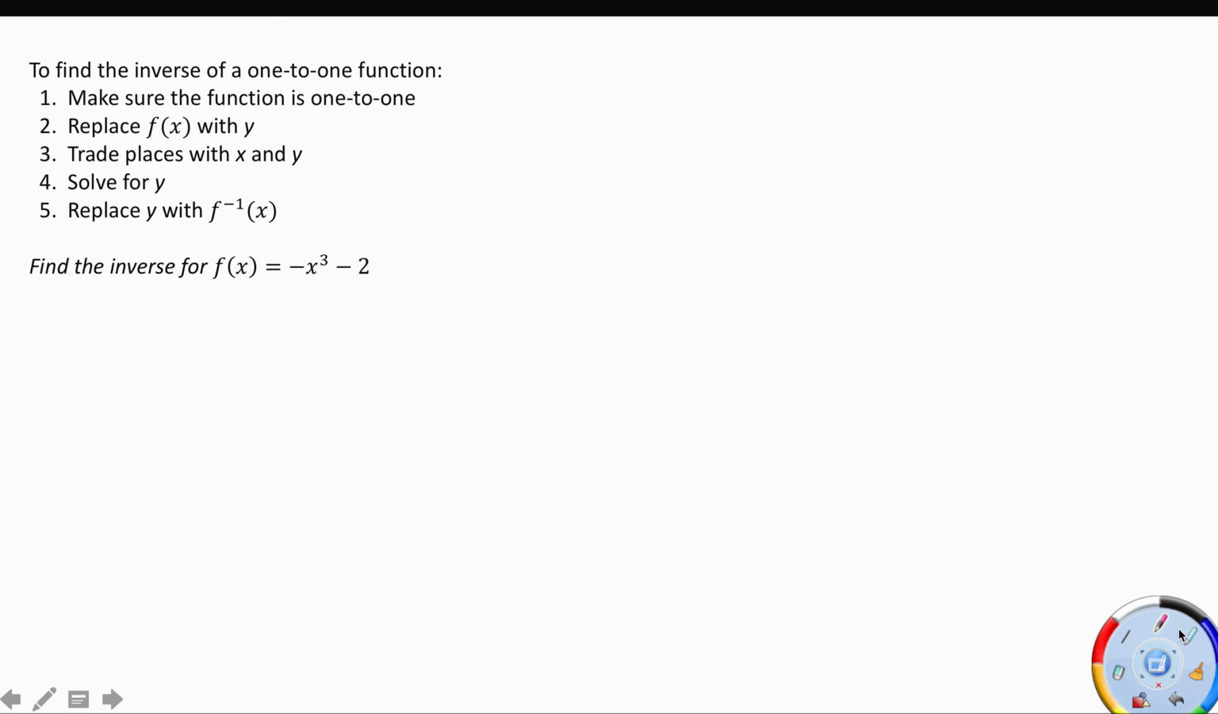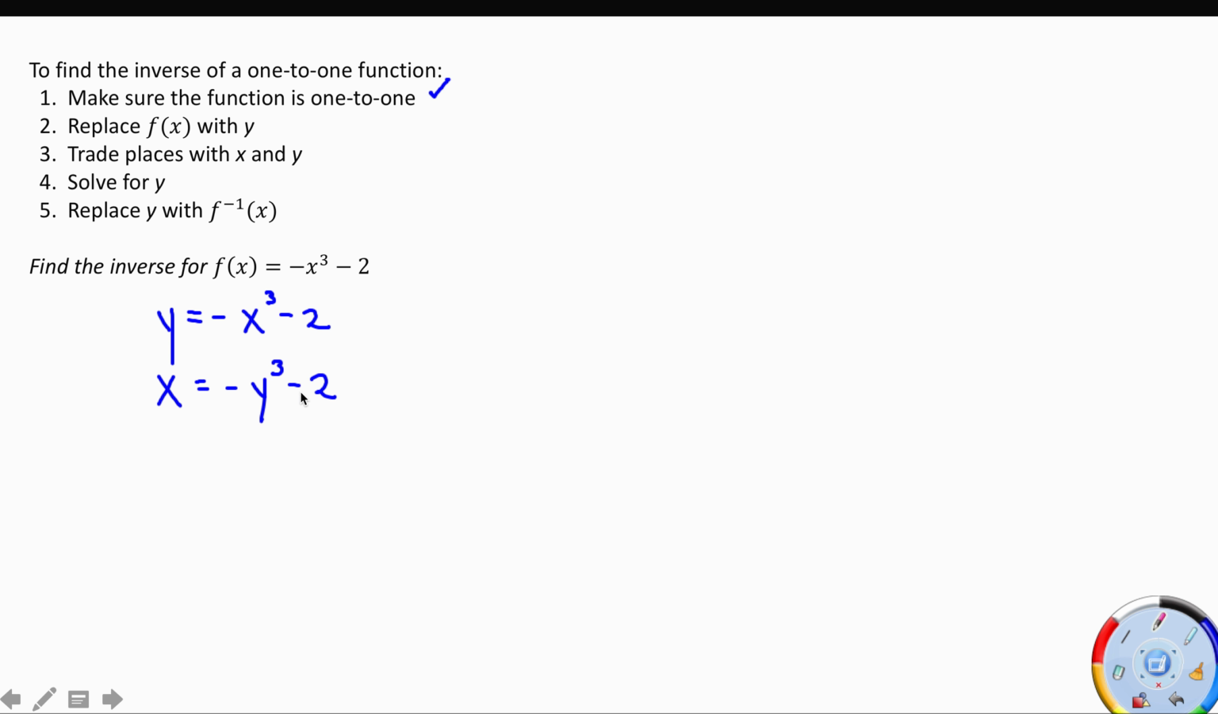To find the inverse of a one-to-one function, here are our steps. Don't forget, first of all, make sure that it's one-to-one. If it's not one-to-one and it's asking you to find the inverse, your answer is there is no inverse. First of all, I'm going to replace the f of x with y. Then I'm going to trade places with the x and y. Not algebraically, just literally trade places with the x and y.